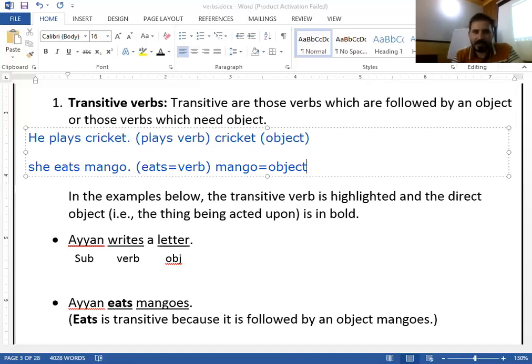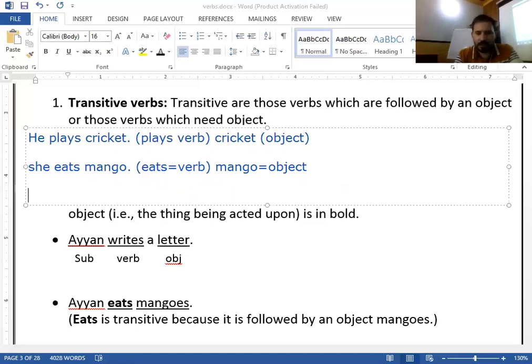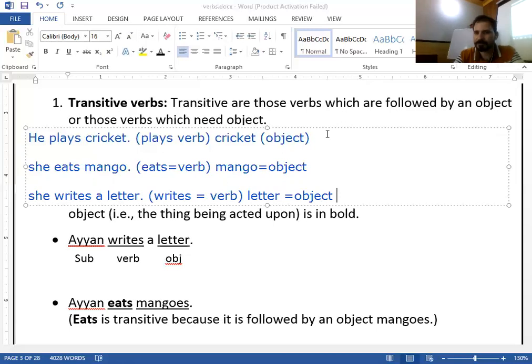Is this clear? Let me give you more examples. She writes a letter, for example. If you ask which is the verb, writes is the verb. Yes, and letter is the object. Excellent.